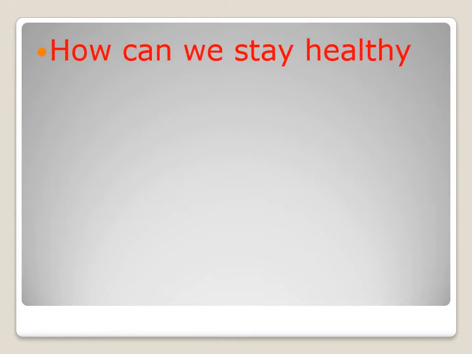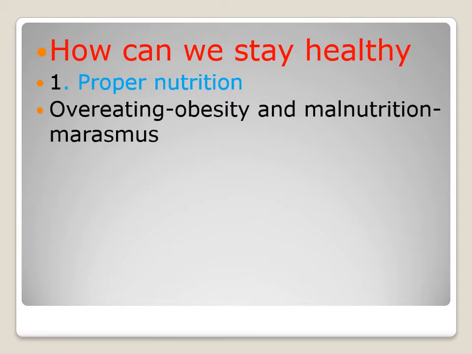How can we stay healthy? There are many factors. We'll discuss one by one. Proper nutrition, a balanced diet in correct proportion of carbohydrate, protein, fat, minerals and vitamins is very important for a person to keep healthy. Overeating will lead to obesity, a health problem, and malnutrition, especially with regard to protein and energy, can lead to marasmus as seen in many children.